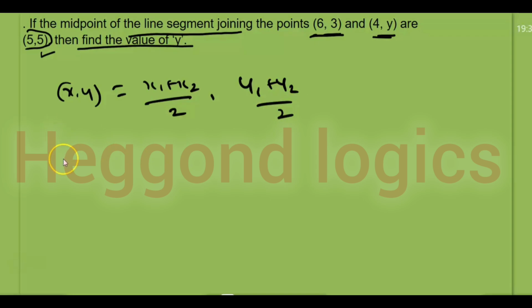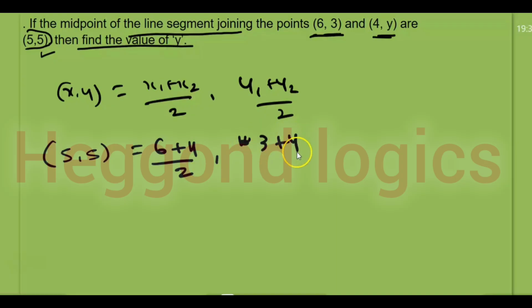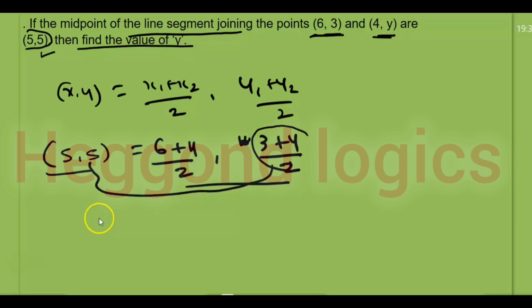Put the values of x and y and x1, x2 in this formula. (x, y) is equal to (5, 5), which is given. And x1 is 6, x2 is 4: 6 plus 4 divided by 2, and y1 is 3 and y2 is y, divided by 2. Now comparing these coordinates with the left side, we need to calculate the y value. That's why we are comparing this one to the y value.